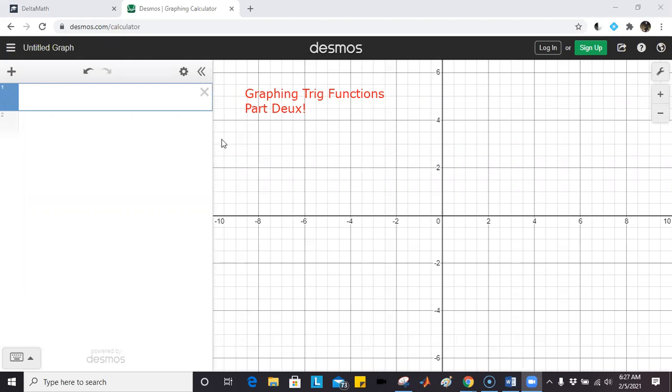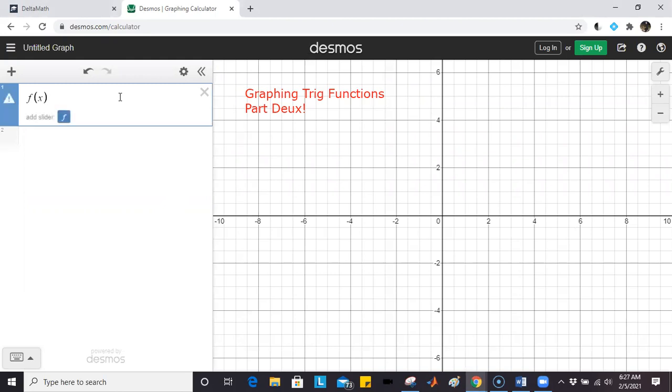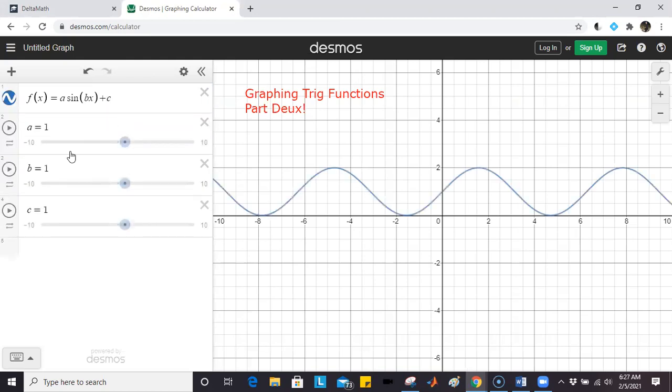So as you can see, we're on Desmos right now, and I want to show you how to graph trig functions and change the axes on Desmos and add those sliders that we saw in our video from last time. So let's say we want to talk about f of x equals, we had our a for amplitude, sine, and then we had b for period, so bx plus c, and it's going to give us an option to add all of those sliders. So that part is pretty easy.